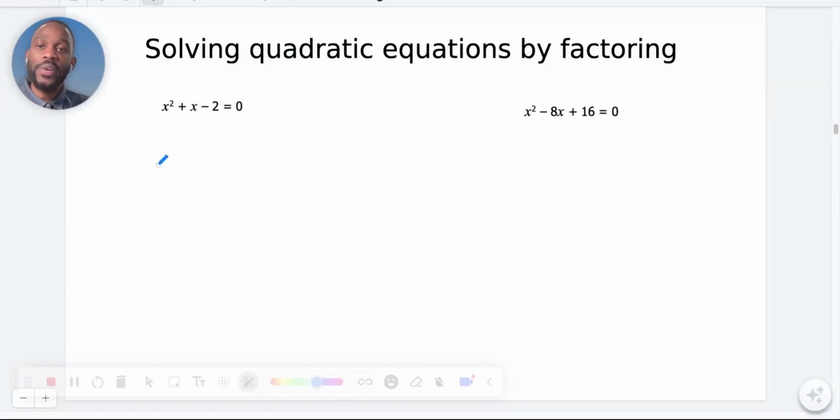We're going to be solving quadratic equations by factoring. If you haven't watched the video about factoring quadratic equations, please go back and watch that video and then come back to this. It will make much more sense.